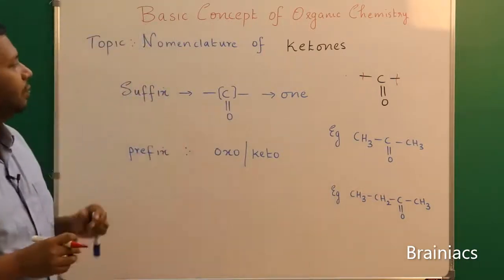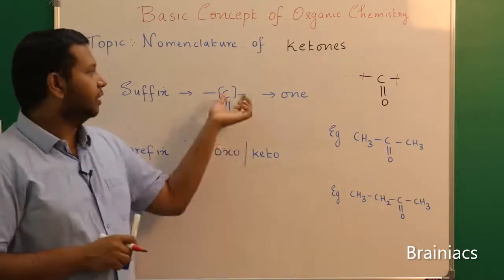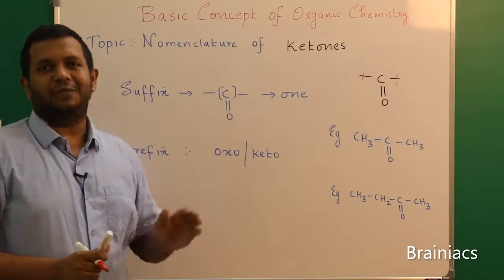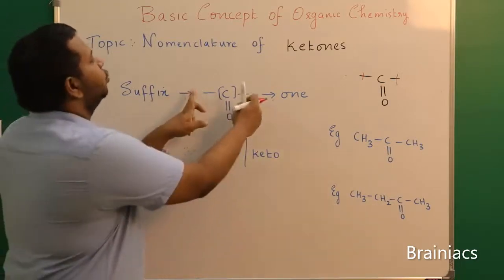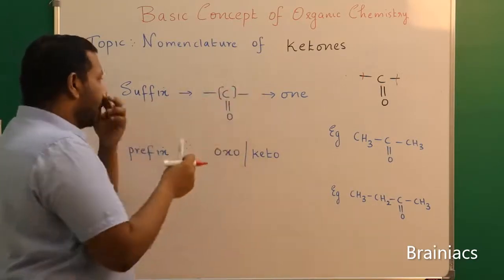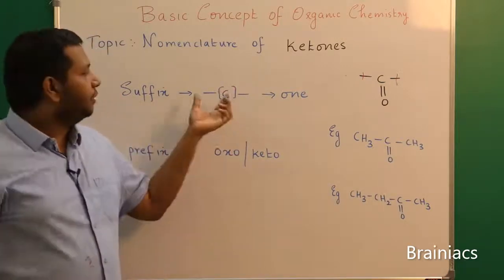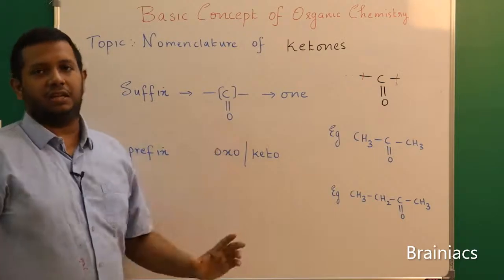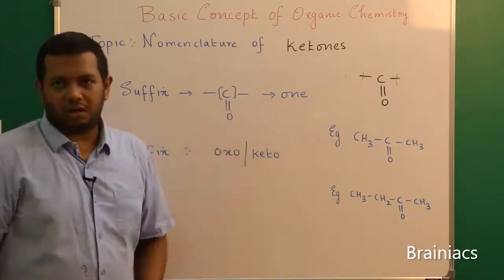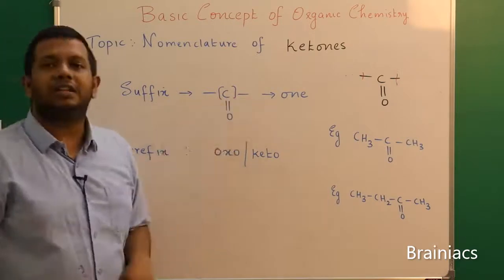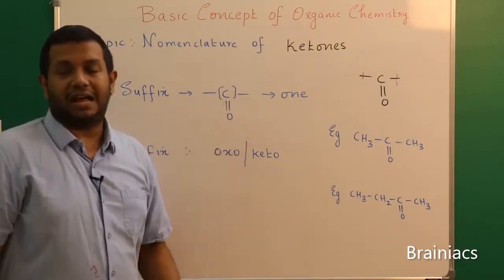Here, one more important thing with respect to ketones: the C double bond O functional group should always be included in the parent carbon chain. It can lie between two other groups. So whenever you are selecting the parent carbon chain, this will always be included. If it is a part of the parent carbon chain, then we use the suffix -one, O-N-E. There cannot be a case where it is not included in the parent carbon chain as a suffix.